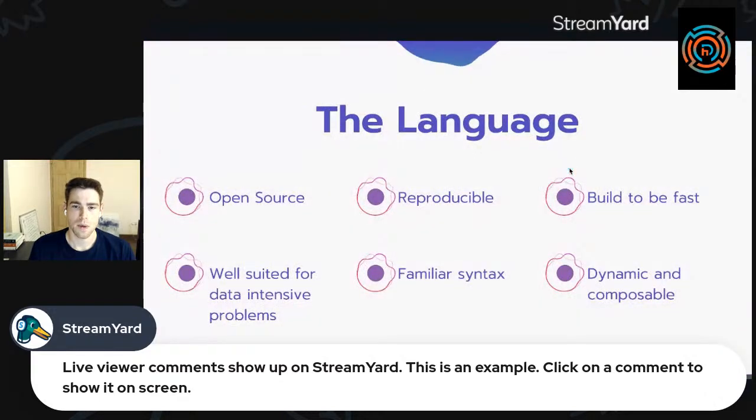So again, if we talk at the high level about what the language provides from a features perspective, it's obviously open source. We talked about the reproducibility aspect before. From a design perspective, one of the core principles of the language when it was being built is that it needs to be fast in order to solve a lot of the problems that exist out there. And because of this speed, it's very well suited for data intensive problems.